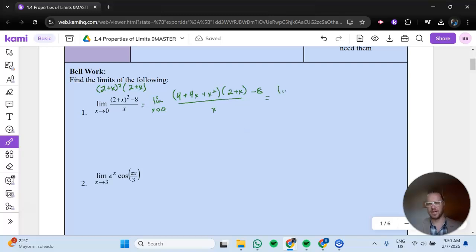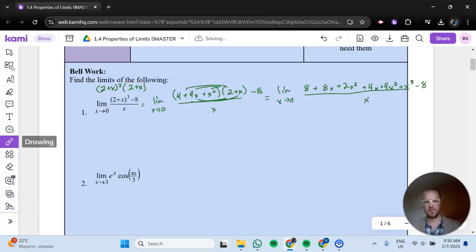All right, so we're going to need to do that again. So the limit as x approaches 0. Now we've got to do the more complicated one, where we're going to take that 2 and multiply it into everything, and then multiply this x into everything. All right, so that's going to be 2 times 4 is 8, plus 2 times 4x is 8x, plus 2 times x squared is plus 2x squared. Now I'm going to multiply that x through everything. So plus 4x squared plus x cubed minus 8 at the end. And that whole thing is still going to be over x.